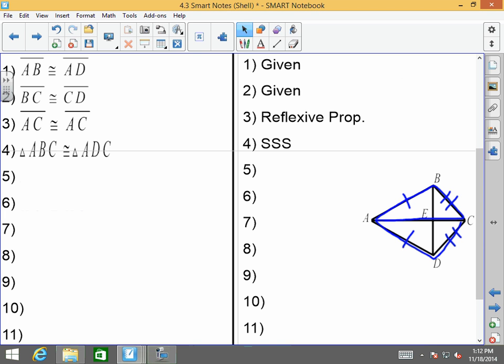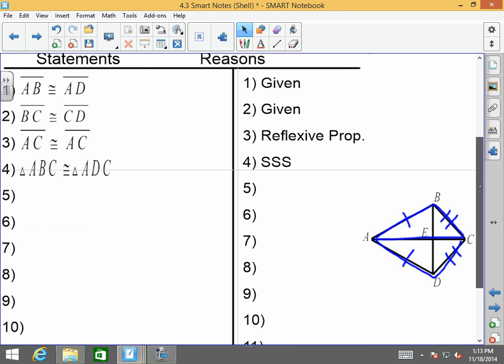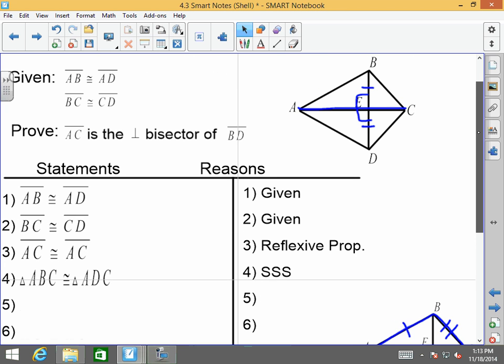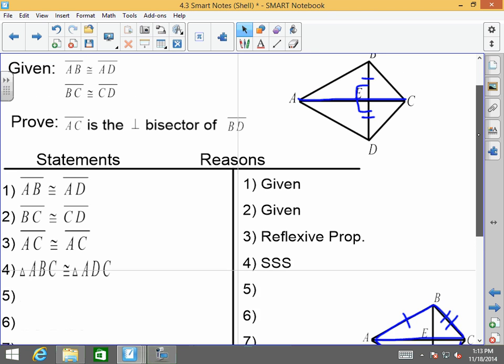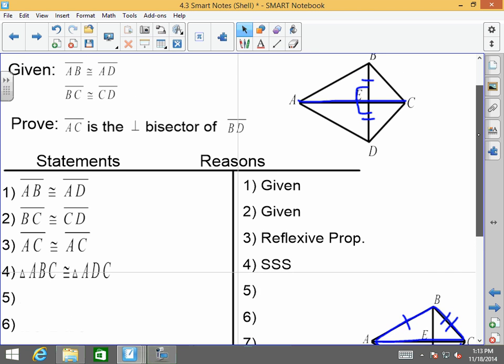Okay? I'm going to give you another flash forward. This is what we're trying to prove. This is what we have so far. So think about this, guys.